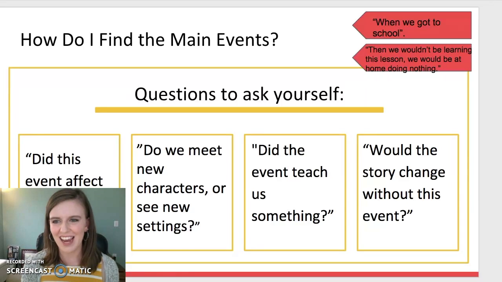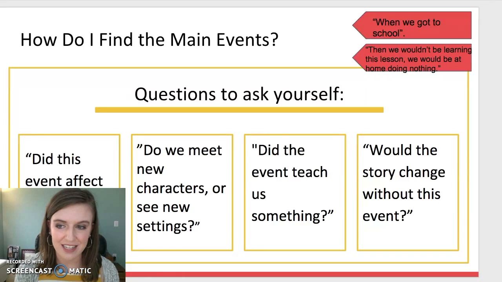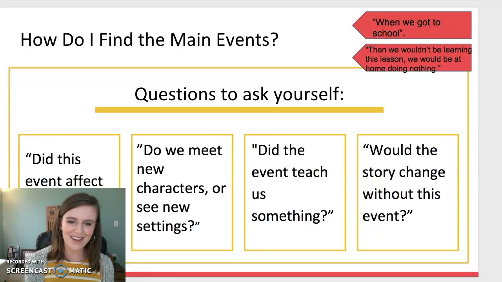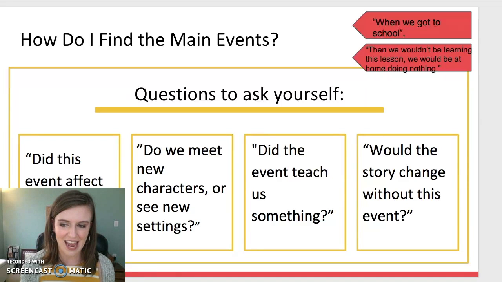That's exactly right. If we hadn't come to school today, then we would not be learning this lesson, and we might or might not be at home doing nothing. So it's changed the course of our day. And so our story wouldn't have been the same if we hadn't come to school. So that is most definitely a main event in the scheme of our day.